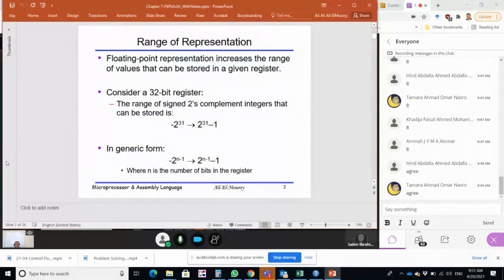The general rule says minus 2 to the power n minus 1 up to 2 to the power n minus 1, minus 1. We learned this in DLD. Nobody should ask me where this came from, okay? Go and review DLD. If you have 32 bits and you are using the signed 2's complement, the range of values is from minus 2 to the power 31 to positive 2 to the power 31 minus 1.